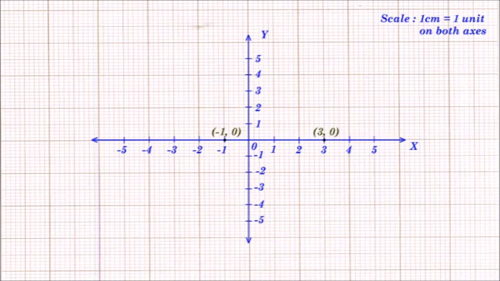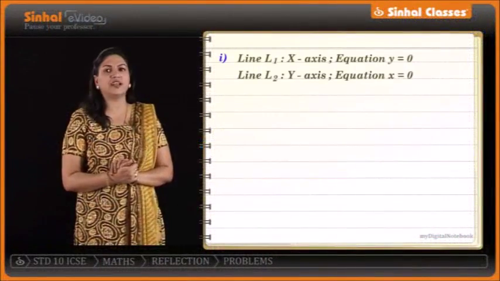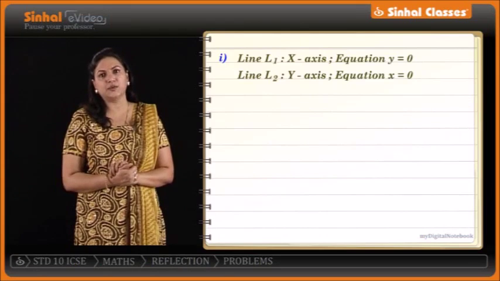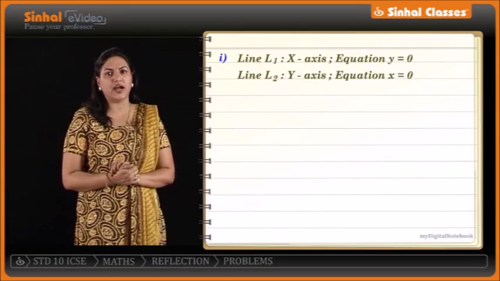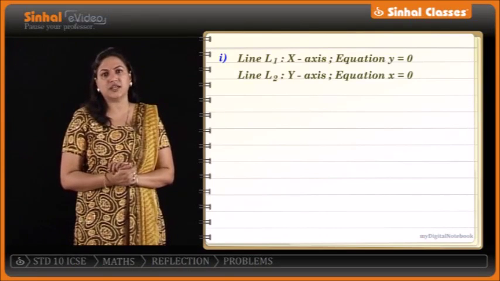Now let us take the other 2 points, mark them 0, -3 and 0, 1. Here the x-coordinate of both these points is 0. So these points are obviously on the y-axis. So they will be invariant on the y-axis, that is, line L2 is the y-axis. Now in the next part we want to write down the equations of the lines L1 and L2. So the equation of the line L1 will be y is equal to 0 and the equation of the line L2 will be x is equal to 0.